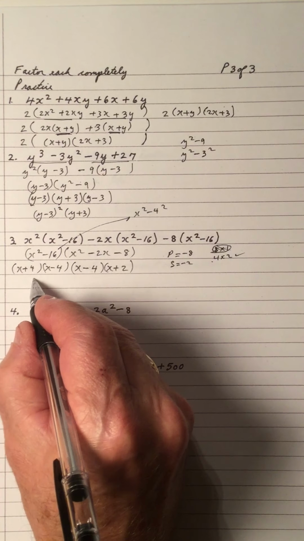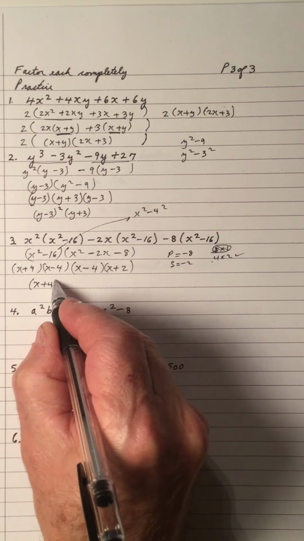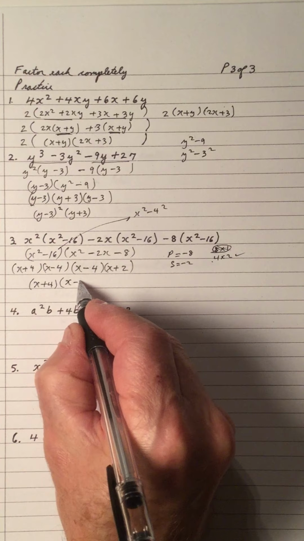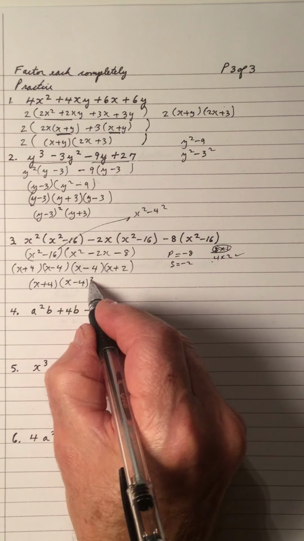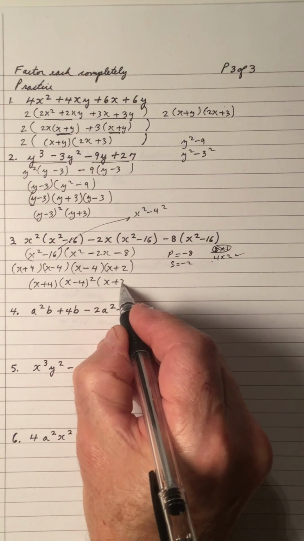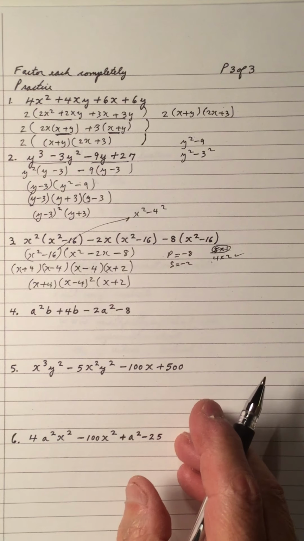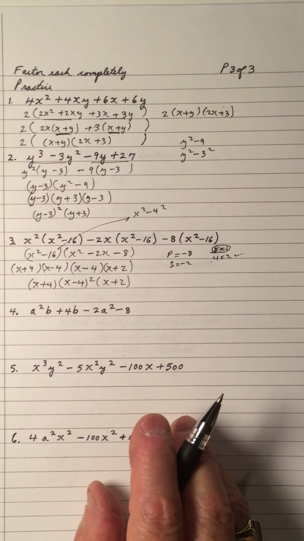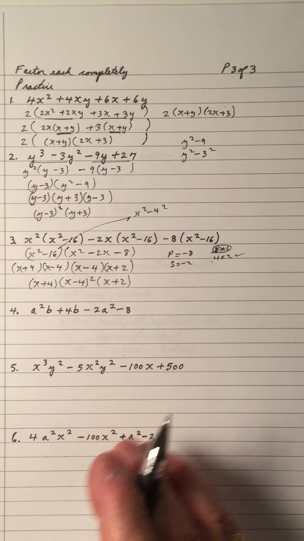And what do we have? We have an x plus 4. And we have an x minus 4. There's 2 of them, so that's a square. And again, a little bit different in the factoring. When you do factoring, you got to keep thinking.